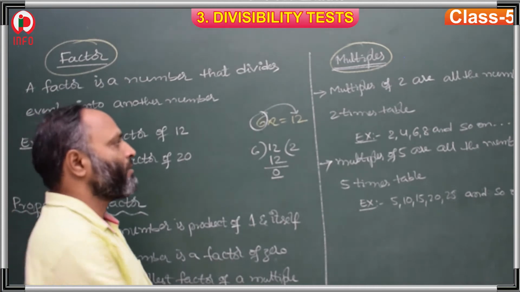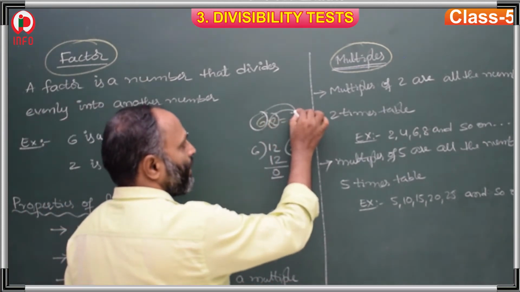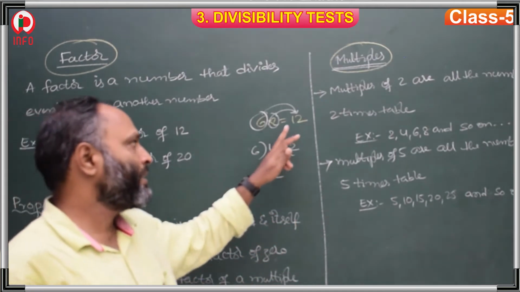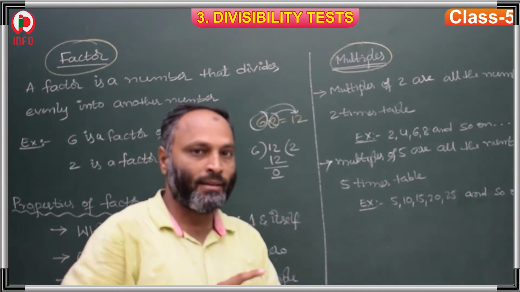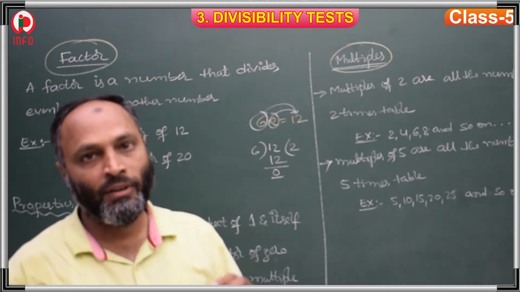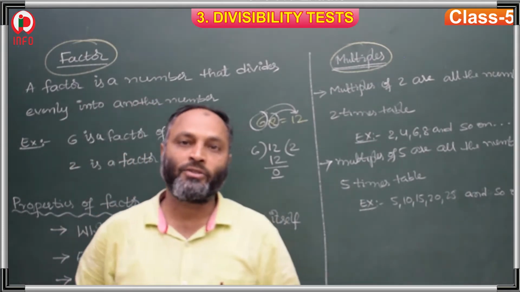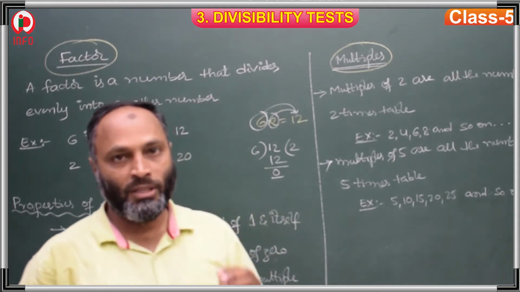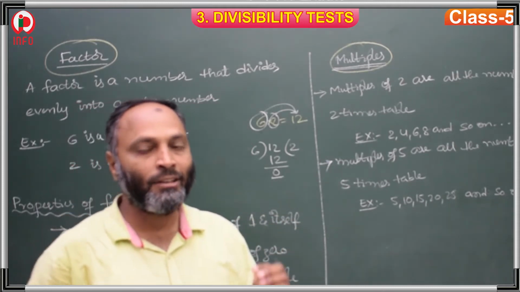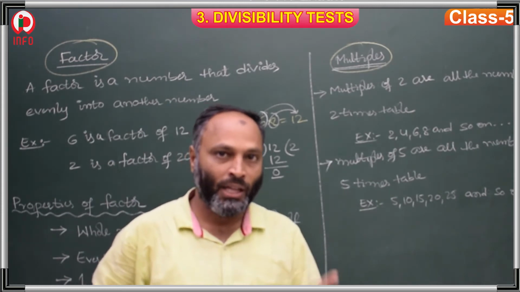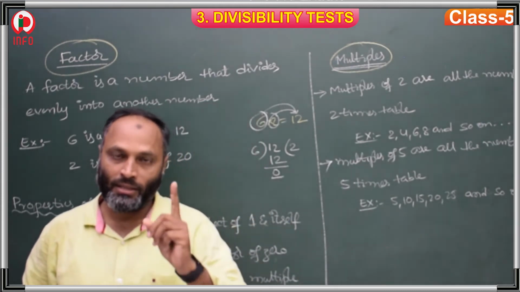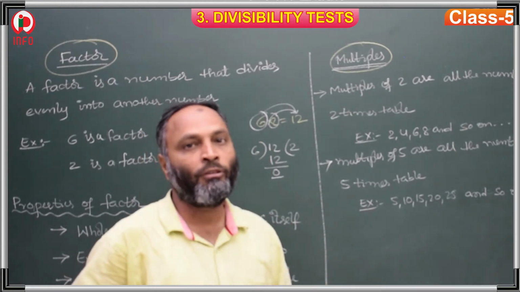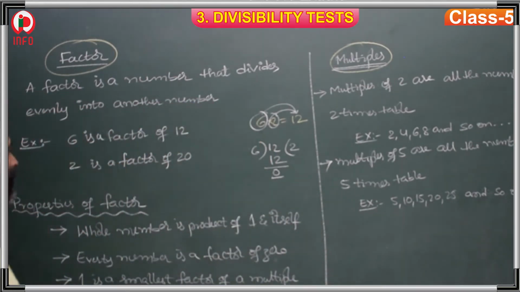We can say that 2 is also a factor of 12, because 2 also exactly divides this 12. 2 6s are 12. That is why we can say that 6 is a factor of 12 and 2 is also a factor of 12. Factor means the number which exactly divides the given particular number. Then we can say that number is a factor of that given number. This is about factor.